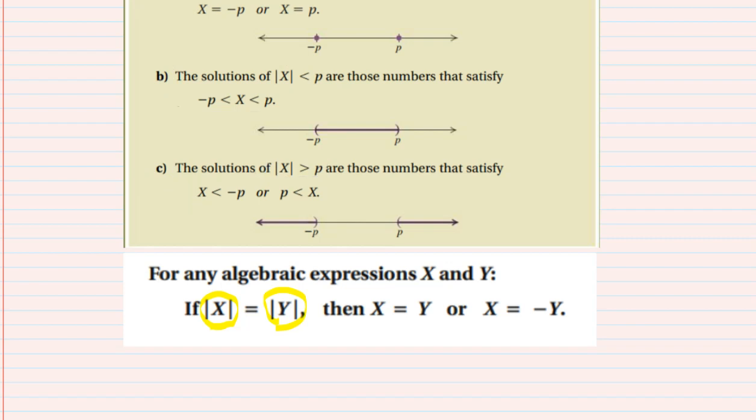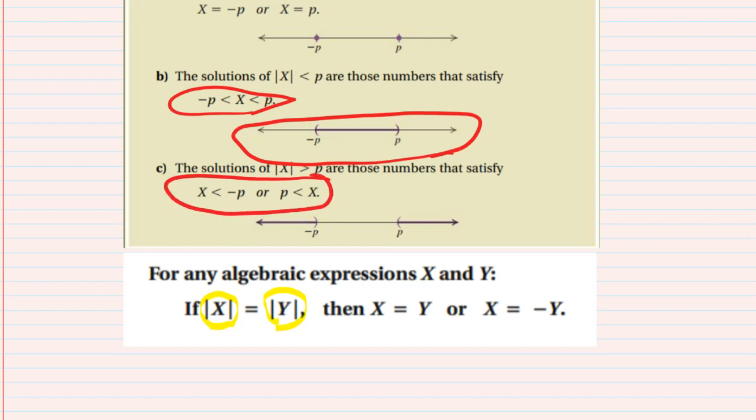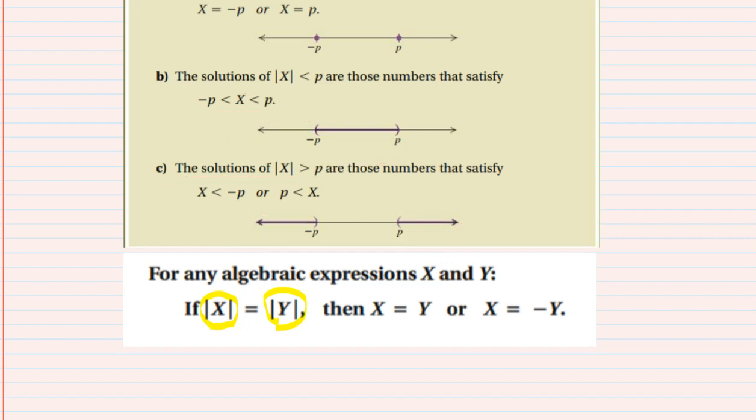Okay. And of course they have the graph. So this would be the solution to that, the graphical solution. This is the answer and this is the graphical solution. That's what those are. Again, we will be doing these as we go through the exercises here. And finally, if we have absolute value on the left equal absolute value on the right side, then x must be equal to y or x must be equal to negative y. Okay, so that's what we're doing in this section.